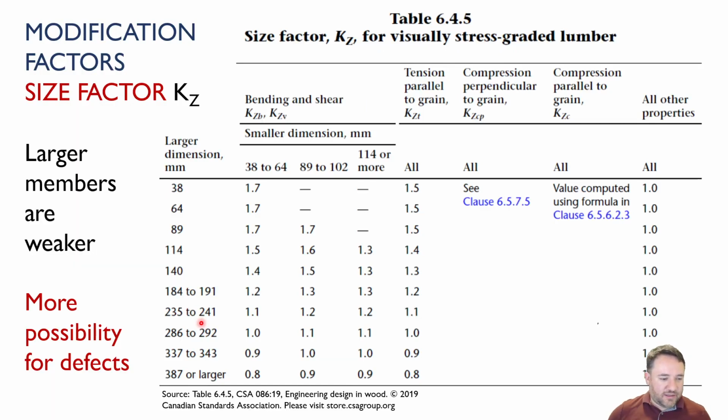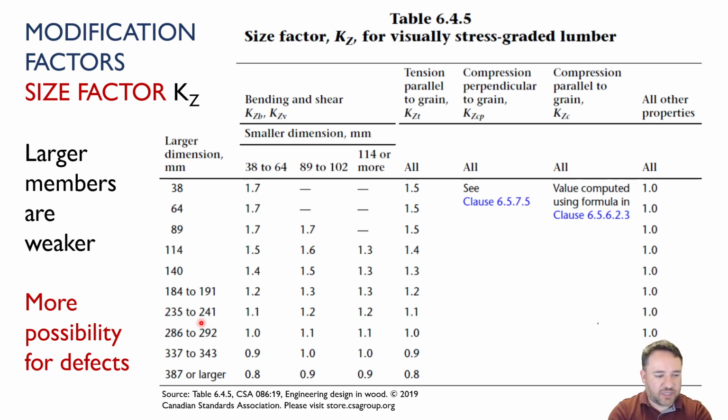Okay. Finishing our marathon on size factor. So this is the last kind of factor that we need to talk about. You see some of them come in this table, some of them are in clauses, some of them are calculations. So there's an equation for calculating the size factor. But you'll see on the left there, it says, why do we have a size factor? Because large members are weaker. Why are large members weaker?